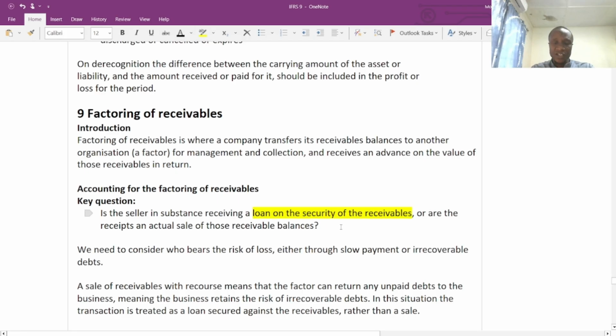Very important concept. If there is any bad debt, the company will suffer that bad debt. If there's any provision, whether it's an increase or decrease in provision, the company will suffer that. It means regardless of the transfer of its receivable balances to the factor, yet still the risk is still with the company. So automatically in this situation, we are going to account for it as a loan.